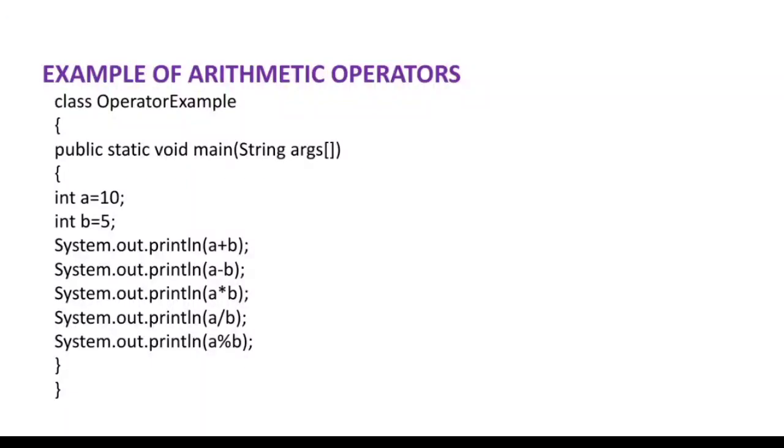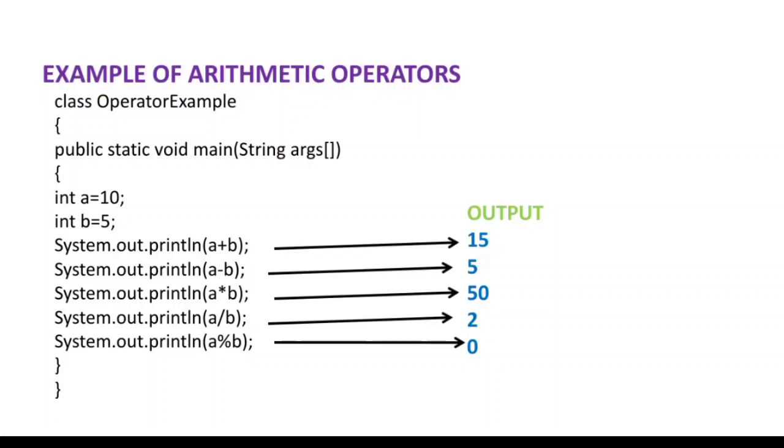In this program, I have used all these arithmetic operators: plus, minus, multiply, division, and modular division. If you run this program, the output will be 15, 5, 50, 2, and 0. So a plus b means 10 plus 5, 15, and a minus b, 10 minus 5, 5. Then a multiplied by b, 10 into 5, 50. Then 10 divided by 5 is 2. Then a modulus b is 0, which gives the remainder.